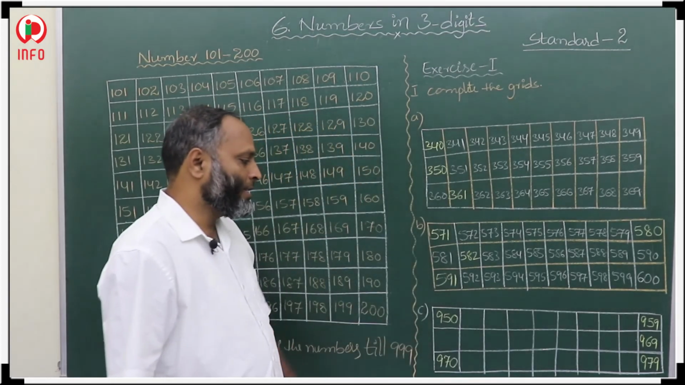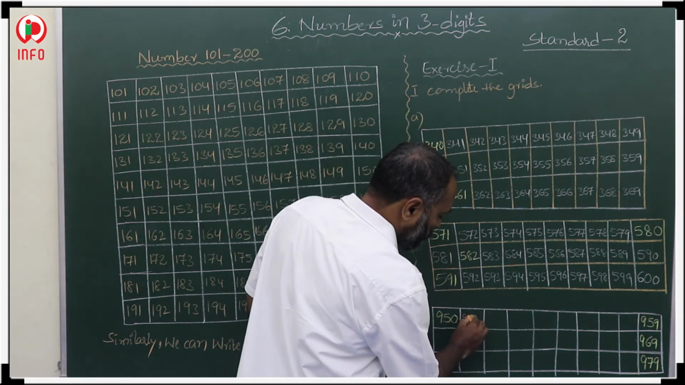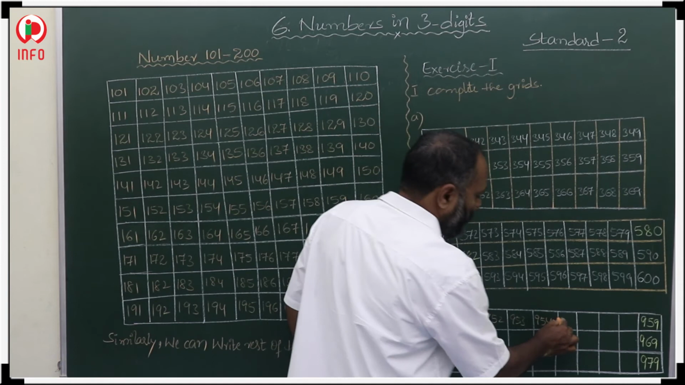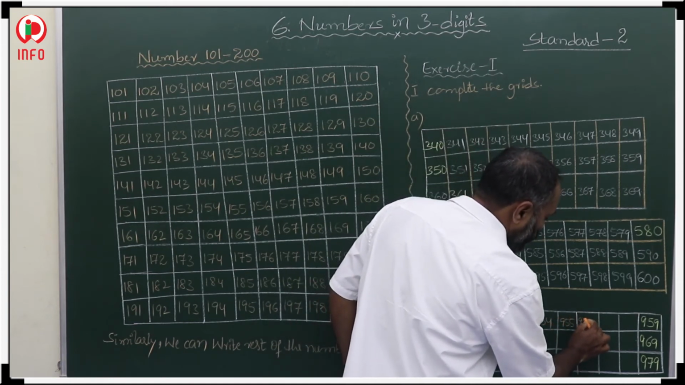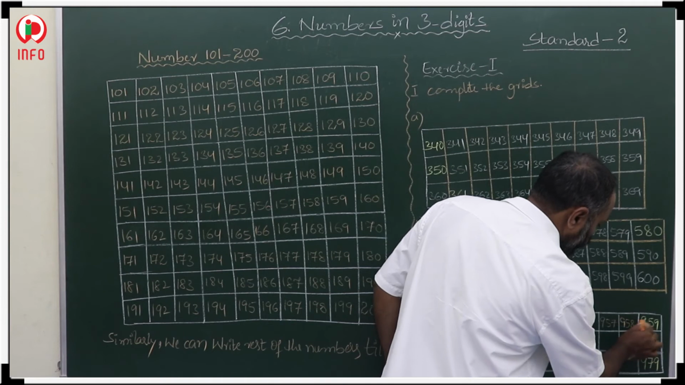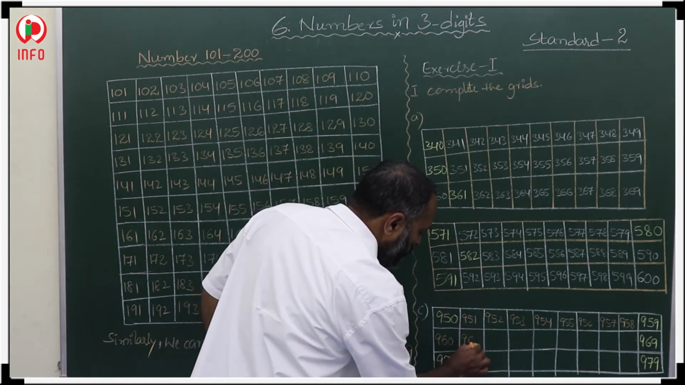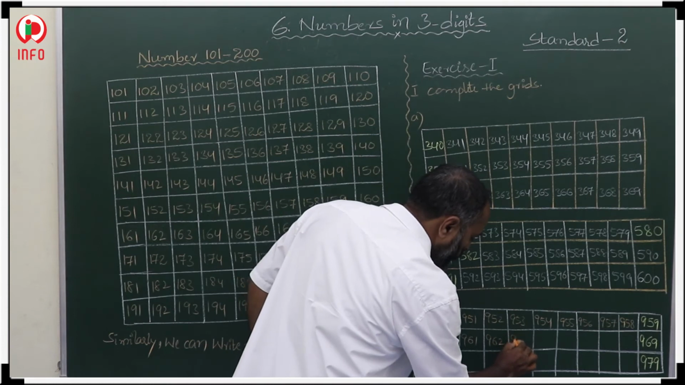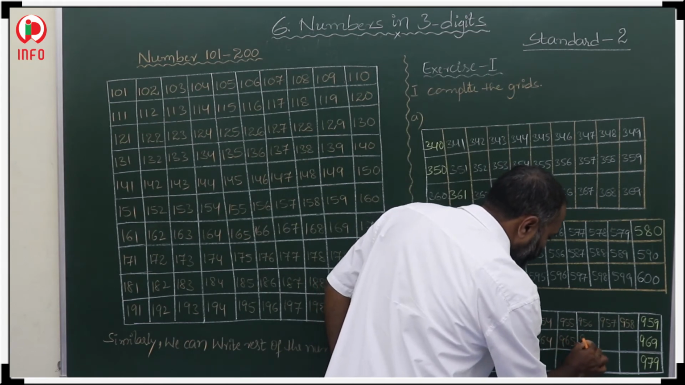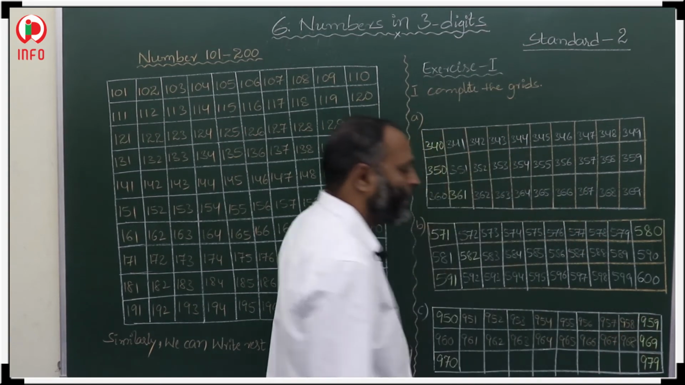Okay. Now this is also as usual we have to write: 950, 951, 952, 953, 954, 955, 956, 957, 958, 959, 960, 961, 962, 963, 964, 965, 966, 967, 968, 969.